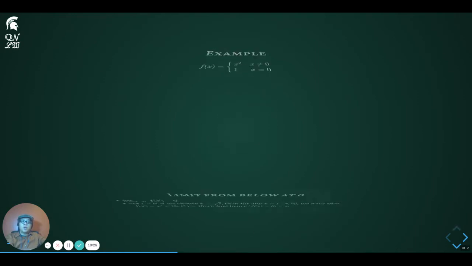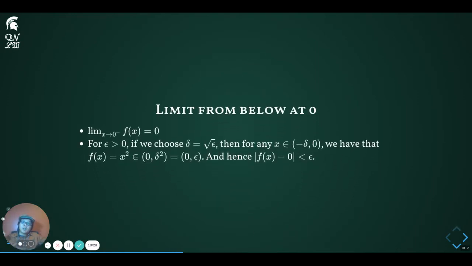For the limit from below, since the function is no longer constant on the negative real line, we have to work a bit more than in the previous case. Our delta should now depend on epsilon. So for a given positive epsilon, we can choose delta to be the square root of epsilon. Why the square root? It is what turns out to work.